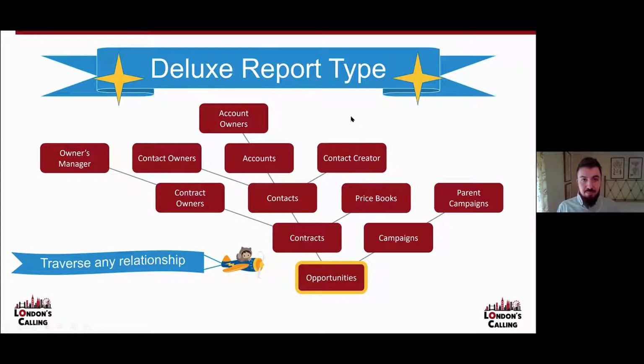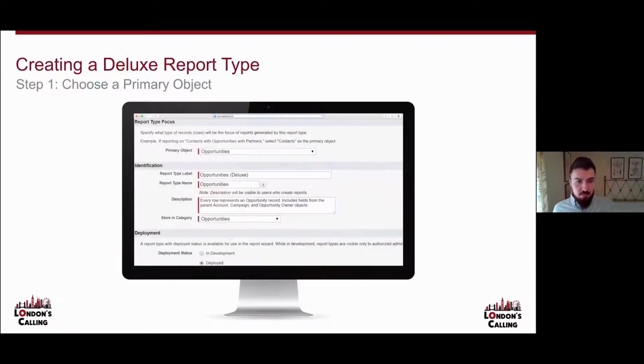The best thing about deluxe report types is they are so easy to create. There's just 3 simple steps. The first thing we do when we set up our custom report type is choose a primary object. Again, this is going to be the object that has its records represented by rows in your report results when you look at the tabular view.